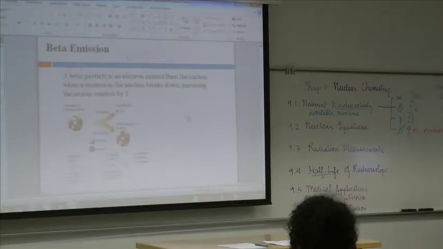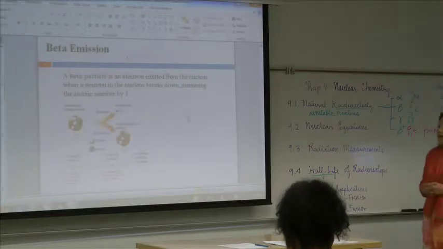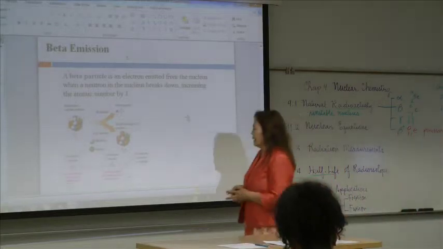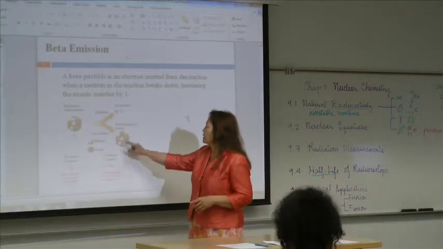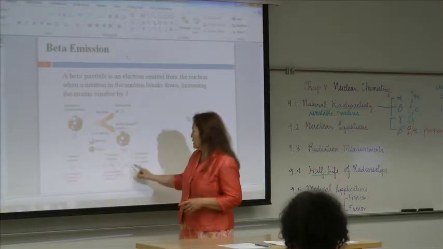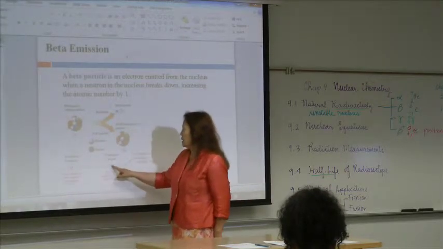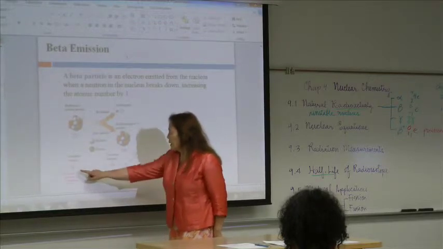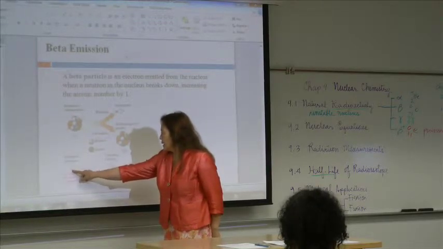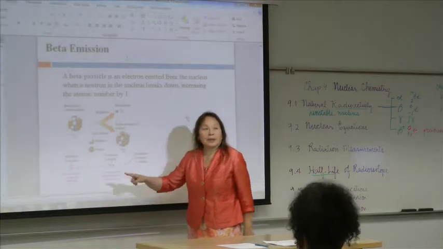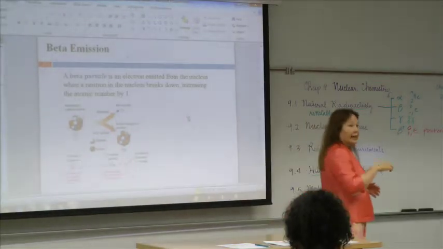A beta particle, on the other hand, is really an electron being emitted, right? So we get a beta particle, so it's an electron. The mass number will stay the same, but the atomic number increases by 1, right? Because we're adding an electron.